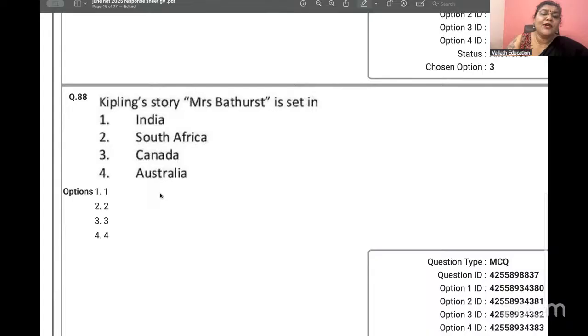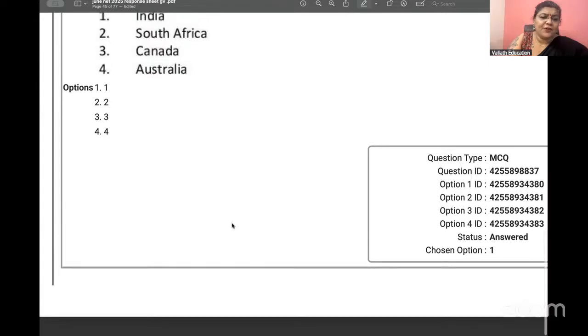Now, next one, Kipling story. Only if you study, you will know this. Otherwise, you might want to say it is India. But Mrs. Bathurst is not an Indian name. But maybe it is British. Anyway, it is not Canada or Australia. He didn't go there. India or South Africa. Mrs. Bathurst, maybe an English white woman in India. You may go wrong here if you don't know.